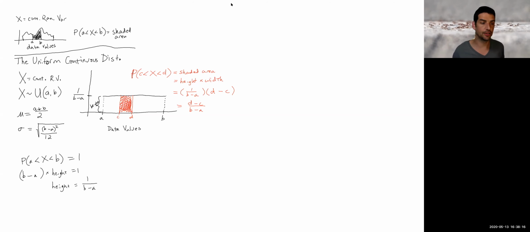How long do we expect to wait? And for that, I'm just going to look at what I wrote over here. This expected value. So our expected wait time, mu, is just going to be 10 plus 0 over 2, or 5 minutes.